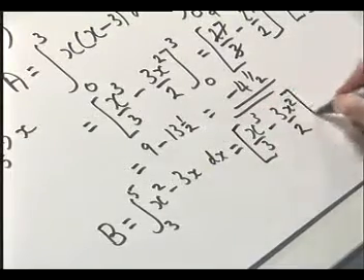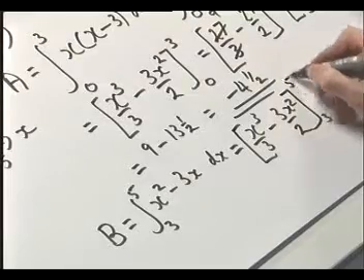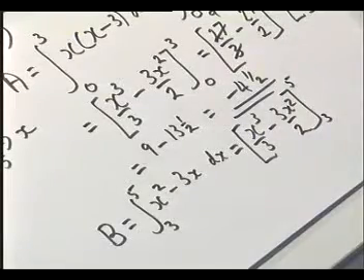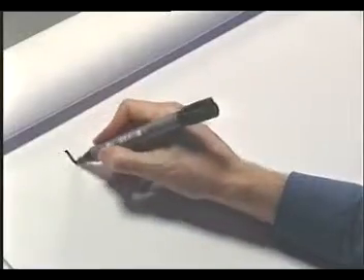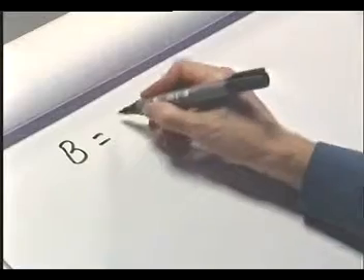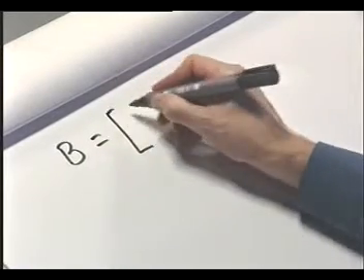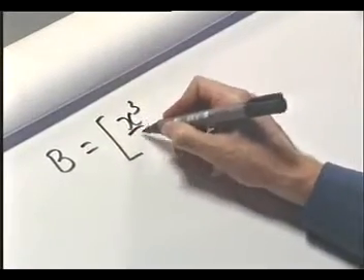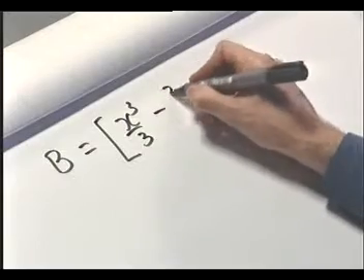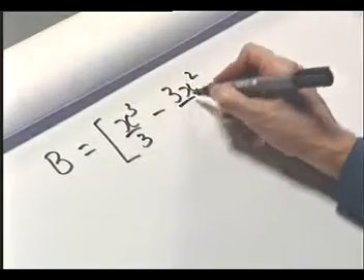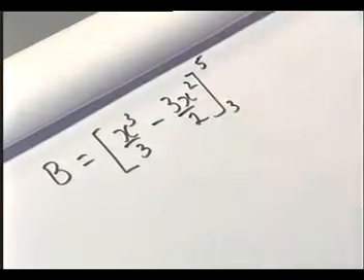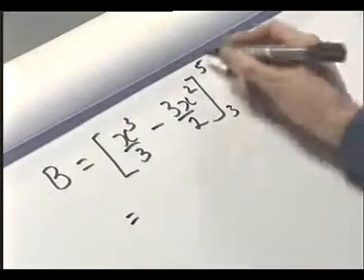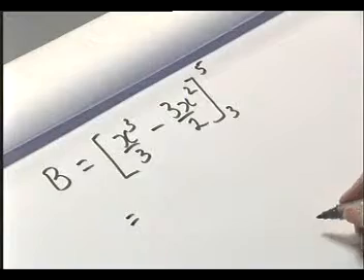But the limits are different. They're between 3 and 5. So let's turn over the page. The area B is equal to, let's remember that it's this that we are evaluating, between 3 and 5.